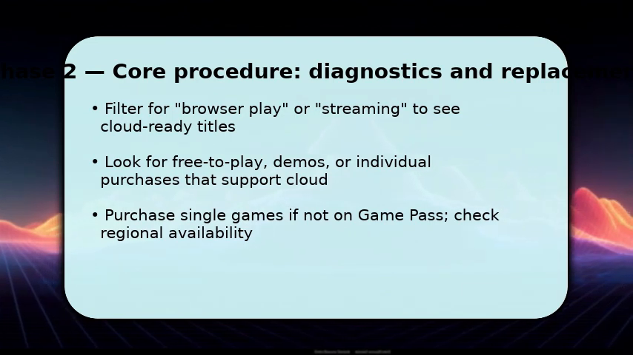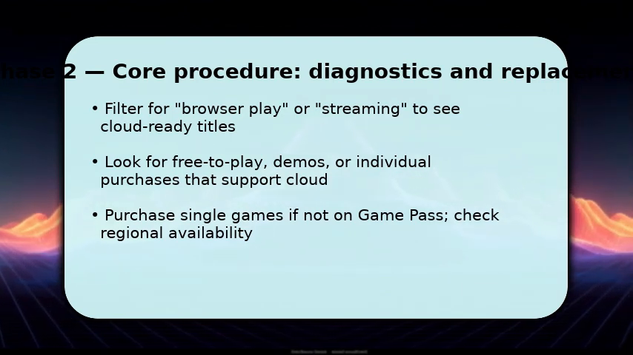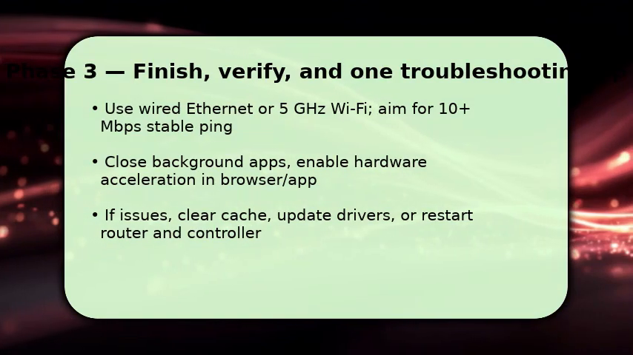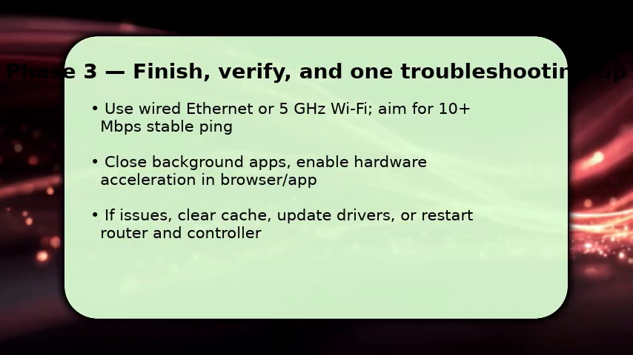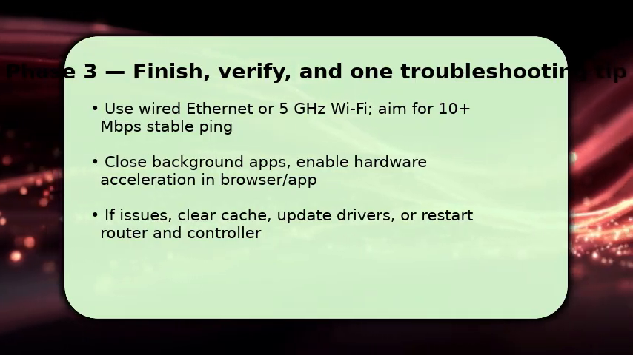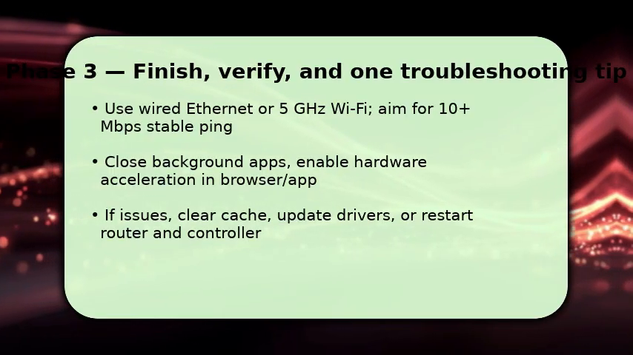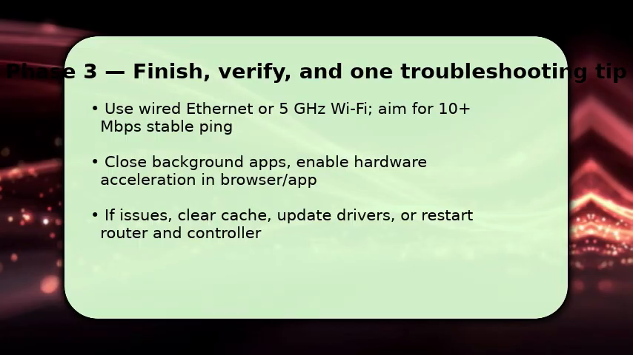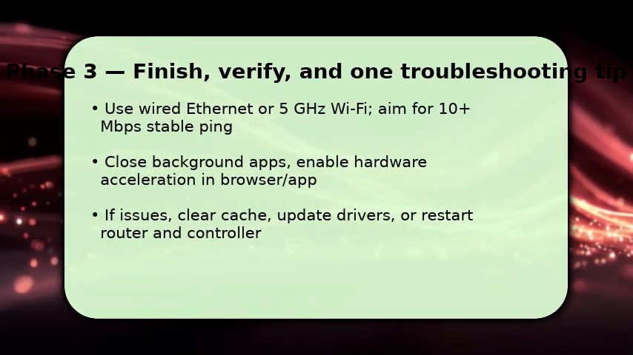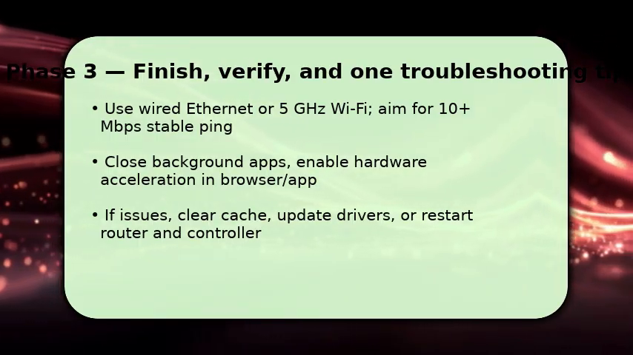Finish by optimizing network and device settings so streaming stays smooth. Connect via Ethernet or a 5 GHz Wi-Fi band, target 10 plus Mbps and low ping, and close background apps that eat bandwidth. Enable hardware acceleration in your browser or Xbox app to reduce latency.